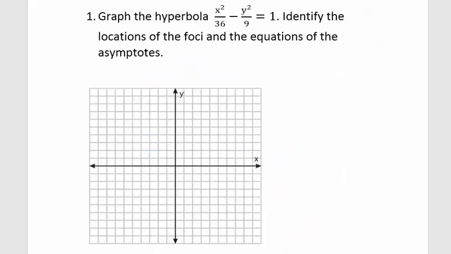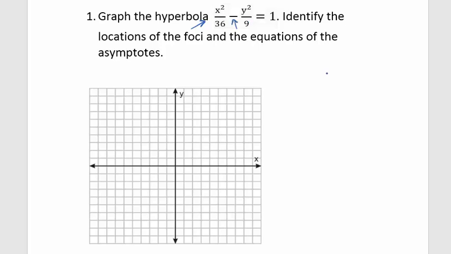Alright, let's take a look at graphing a hyperbola here. So in the equation here, we're asked to graph this hyperbola, x squared over 36 minus y squared over 9 equals 1. Because we have a subtraction sign here, we know this is going to be a hyperbola. Addition sign, that would have been an ellipse. Identify the locations of the foci and the equations of the asymptotes.